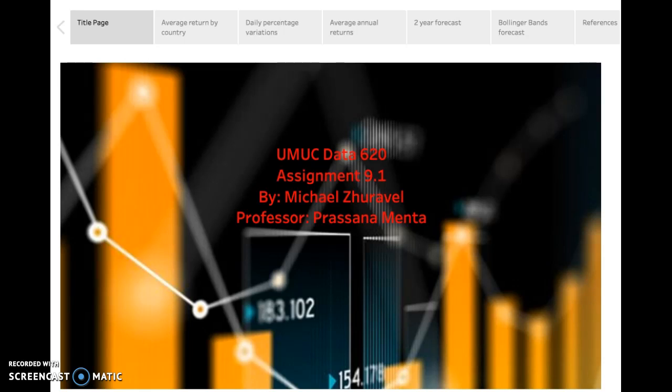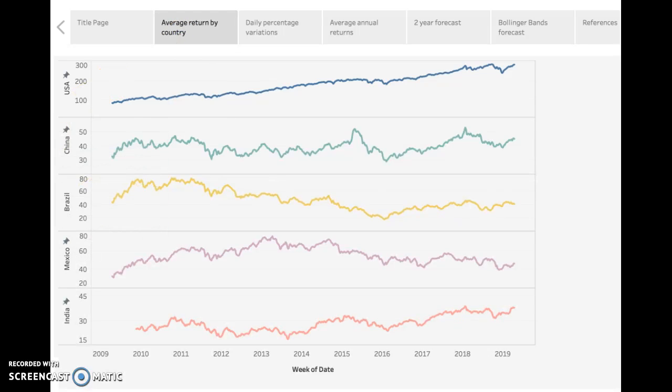In order to do this analysis, we have selected 5 actively traded ETFs, which stand for exchange traded funds, and each ETF represents a basket of a particular country. So let's take a look at the returns. Here, the countries chosen were United States, China, Brazil, Mexico, and India.